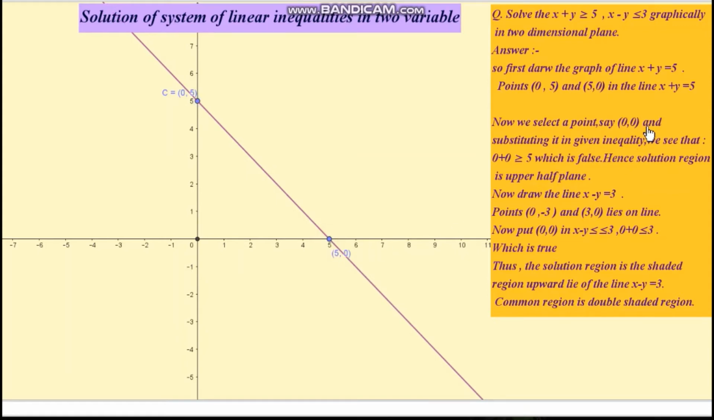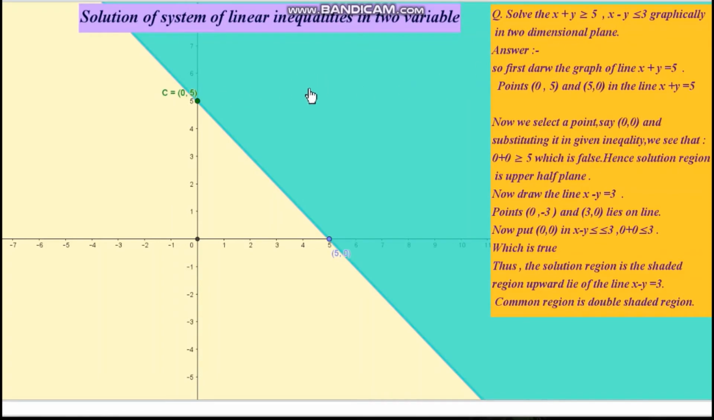Now for the inequality x plus y greater than or equal to 5, we select a general point, let us say (0, 0). In place of (0, 0), if you want to put (1, 0), you can put it here and find the selected region. But in the general way, we simply put (0, 0). Now put (0, 0): x becomes 0, y becomes 0, 0 plus 0 becomes 0, greater than or equal to 5, which is false. It means the upper region of the line x plus y equal to 5, which does not include (0, 0).